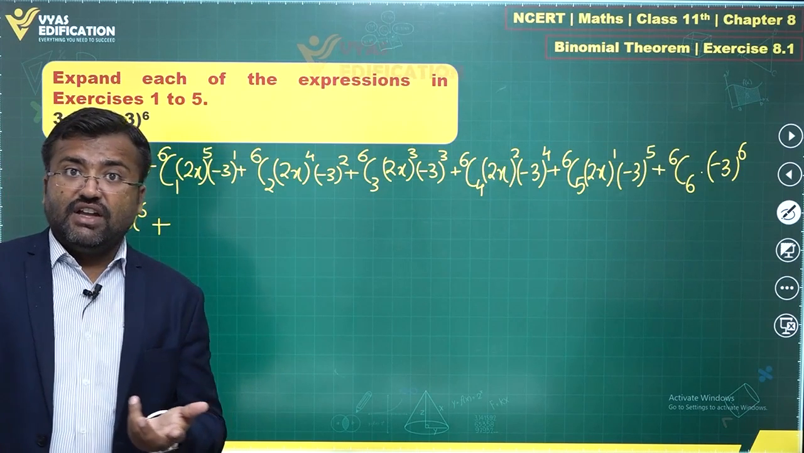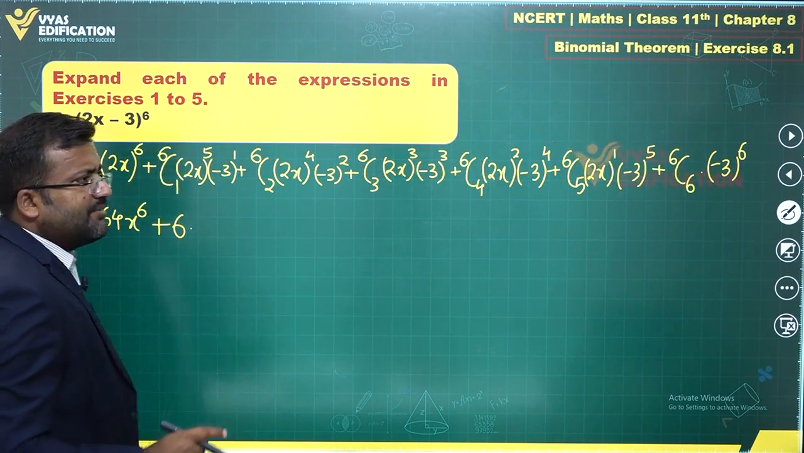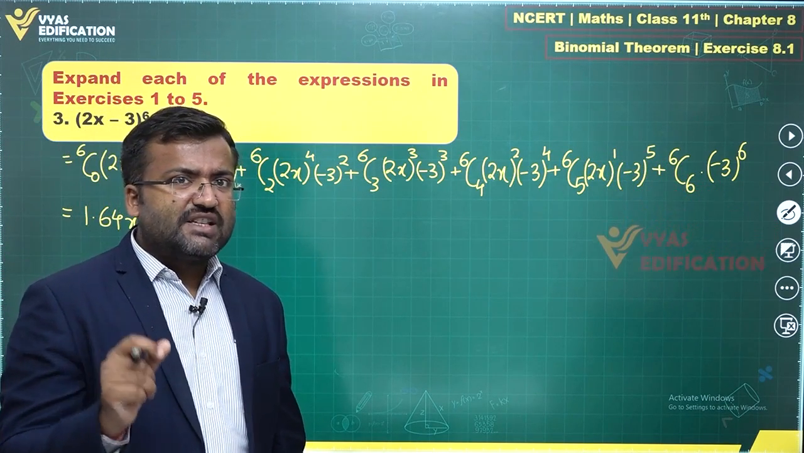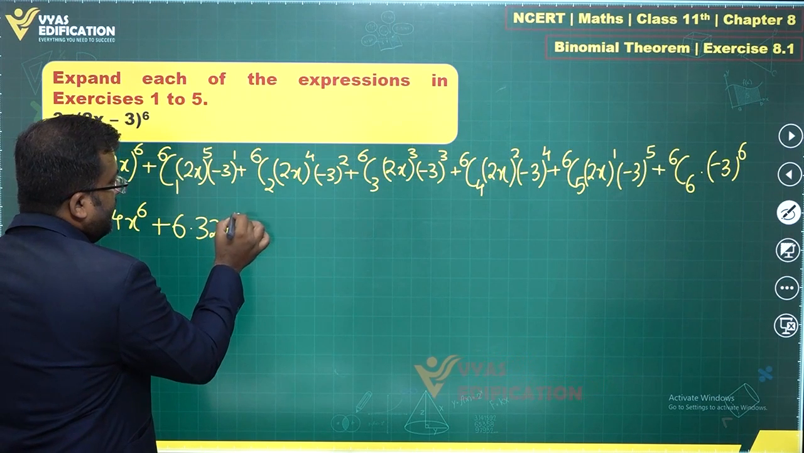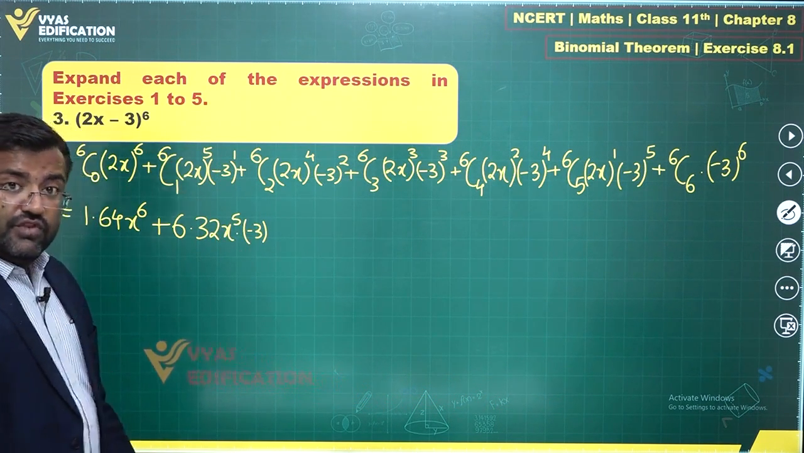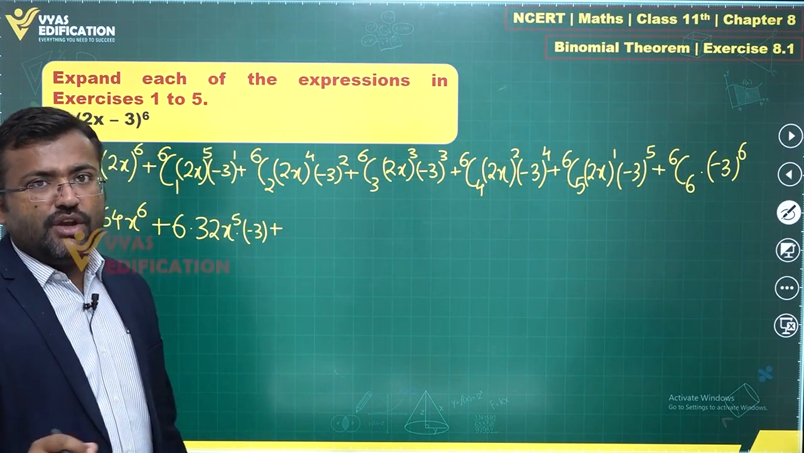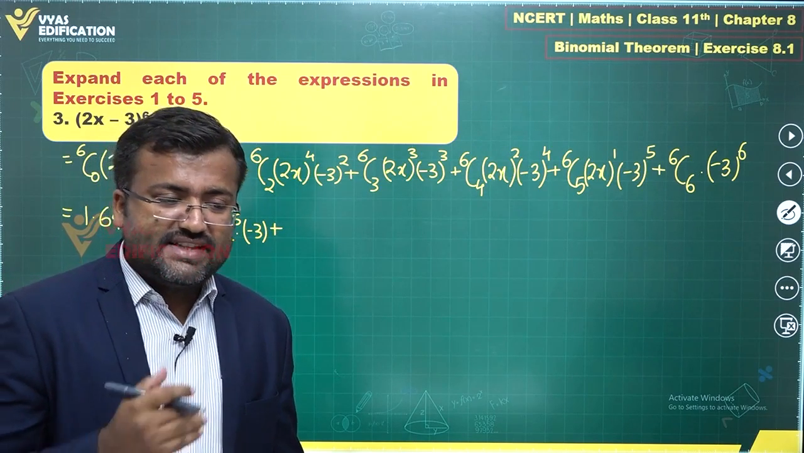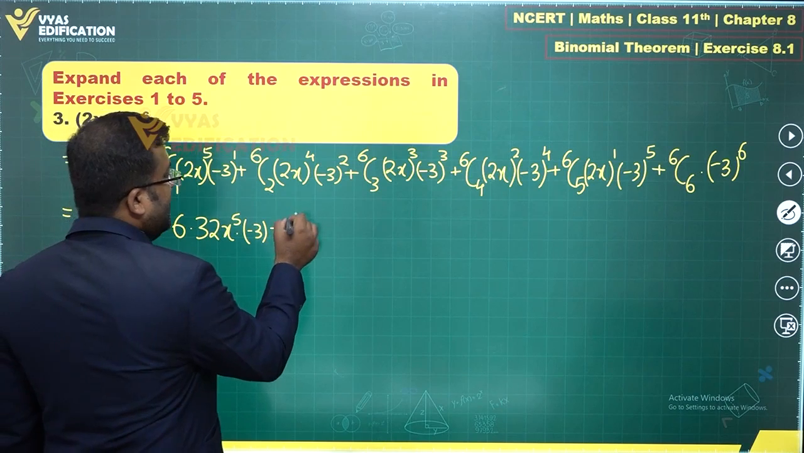6c1. nc1 is n, so 6c1 is 6 times 2x power 5, that is 2 power 5 times x power 5. What is 2 power 5? This is 32 x power 5. This is minus 3 over here. That's in the product once again. What else? Plus 6c2. Now what is 6c2 equal to? Focus. 6c2 is 6 times 5 upon 2 times 1. Yes? Let's write it as that.